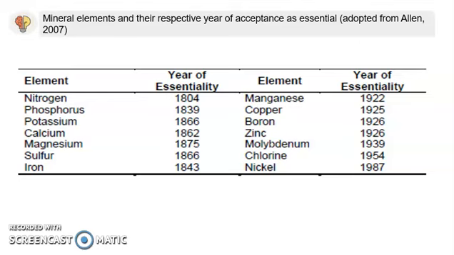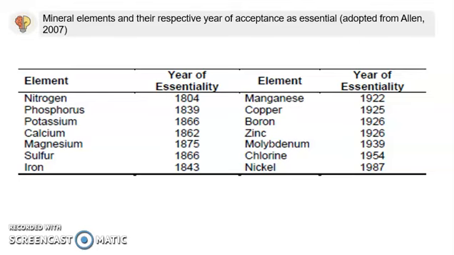The essential elements were not accepted as essential all at once, like in just one year. The first element considered essential is nitrogen, in year 1804. I think this is because of the major function of nitrogen in plant growth. The macronutrients' years of essentiality were from 1804 until 1866. These are nitrogen, phosphorus, potassium, calcium, magnesium, and sulfur.